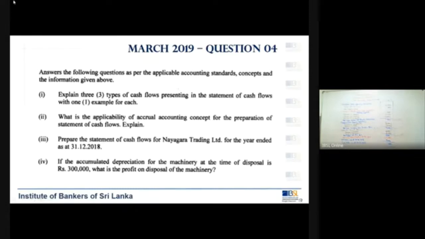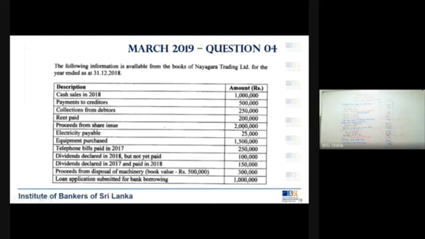Then they say prepare the statement of cash flows for Niagara Trading Limited for the year ended 31st December 2018. So that is what they want us to do using this information. Now tell me, as I told you earlier, there should be a P&L and a balance sheet of 2 years to prepare a statement of cash flow. But what is this now? You have some piece of information. There is no P&L, there is no balance sheets. So what is this piece of information?